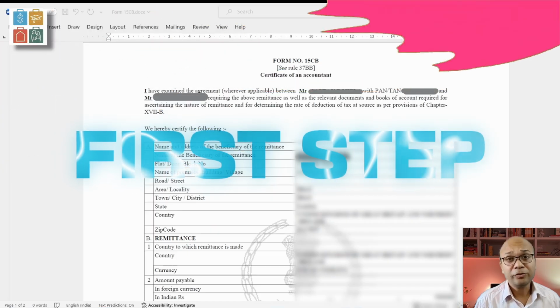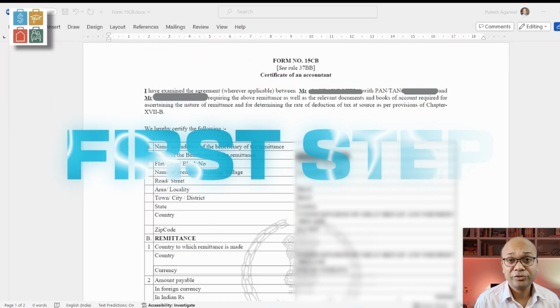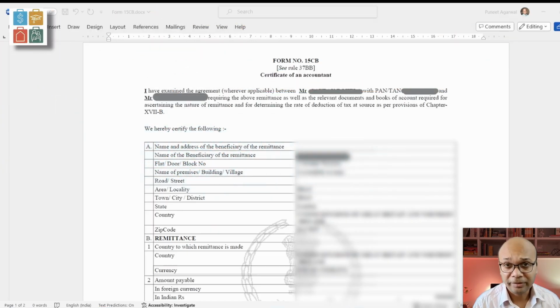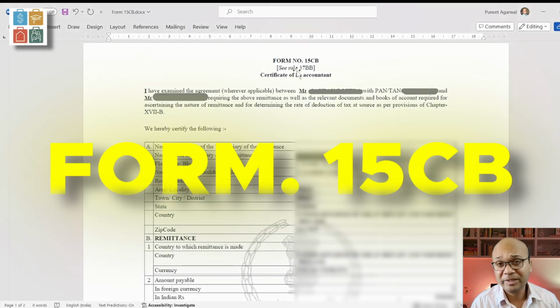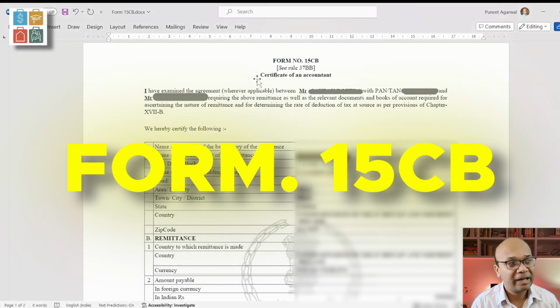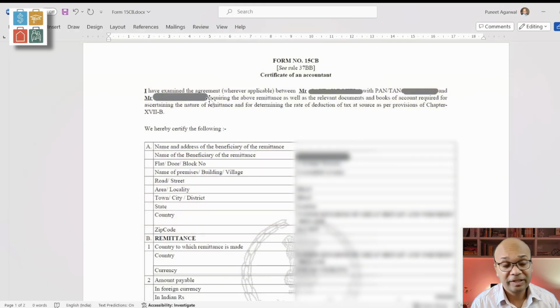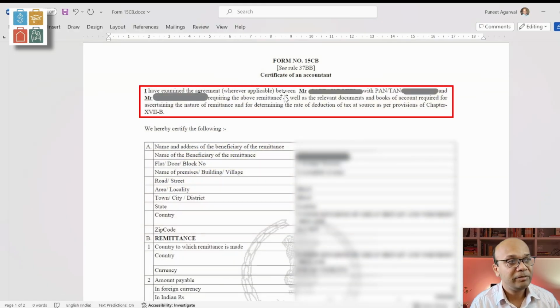The first step, you need to visit a chartered accountant and ask for his assistance to give you a tax certificate for starting with the transfer. Over here, what you see is called form 15CB. Broadly, at a very high level, what you will see in the language is that a chartered accountant is giving a certificate stating that I have examined the agreement, or basically it's saying that I've examined all your documents and relevant, I do certify, meaning I'm giving the income tax department 100% comfort that the money has been taxed.